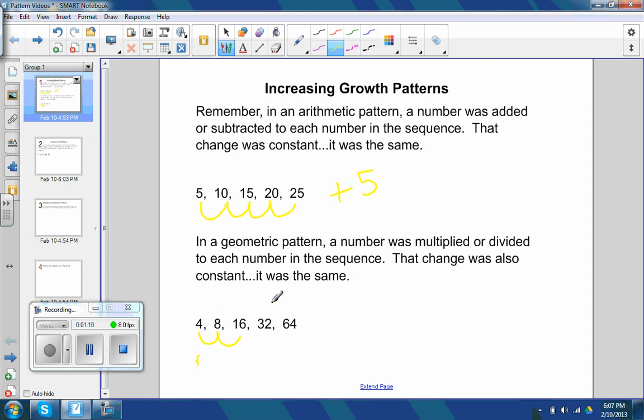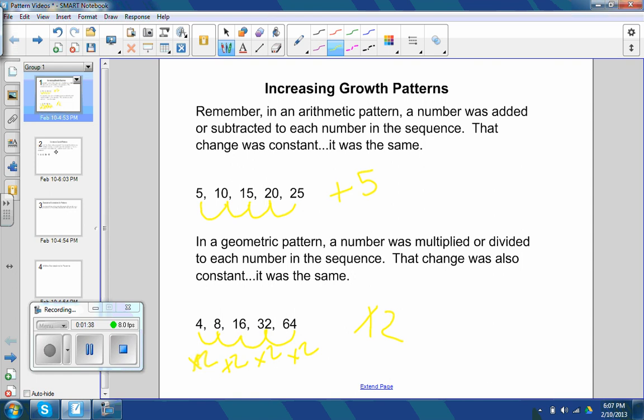we were going to add 16, but what we are actually doing is multiplying by 2 between each one of those numbers, because 4 times 2 is 8, and 8 times 2 is 16, and 16 times 2 is 32, and then 32 times 2 is 64. And so we knew that that change was constant also. We were multiplying by 2 each time.